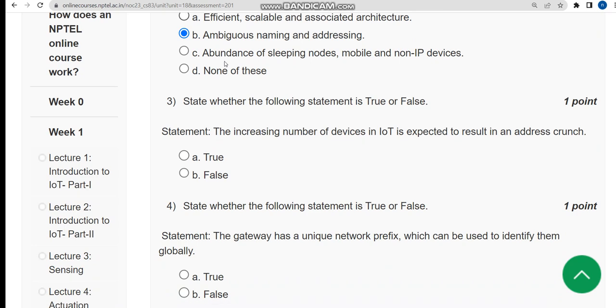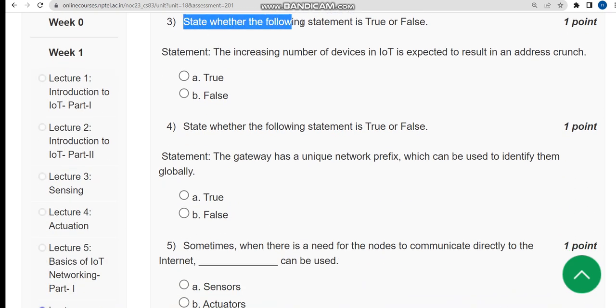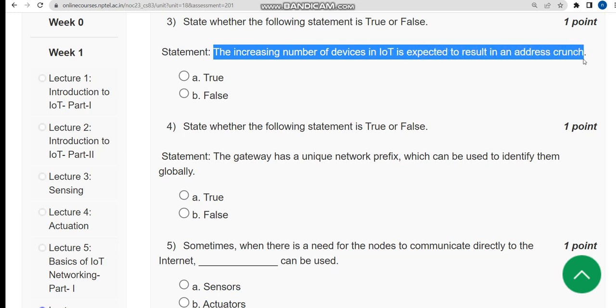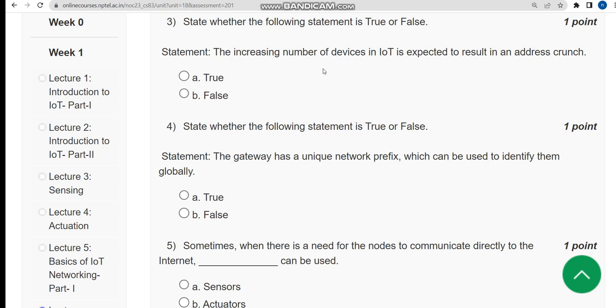Third one: state whether the following statement is true or false. The given statement is, the increasing number of devices in IoT is expected to result in an address crunch. Actually, in lectures, they have given the integration of the existing number of devices. That means there is no increase or decrease, they are just using the existing devices. But here they have given the increasing number of devices. So I think it is absolutely false.